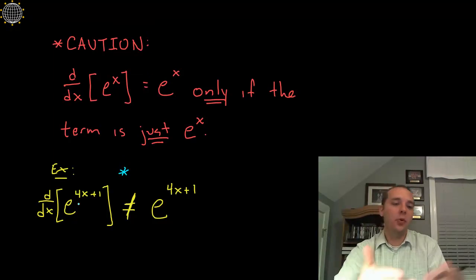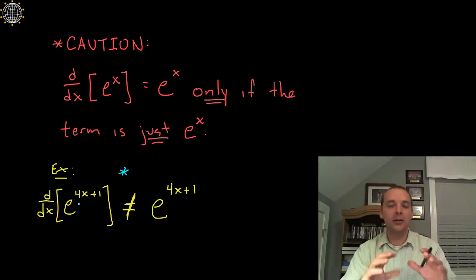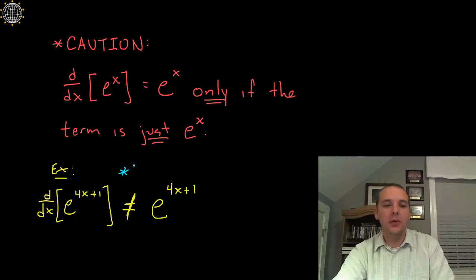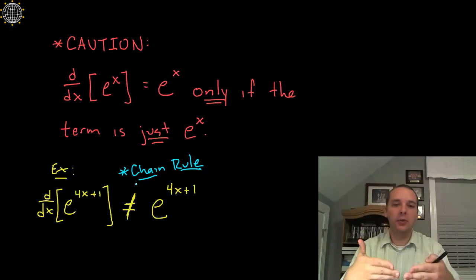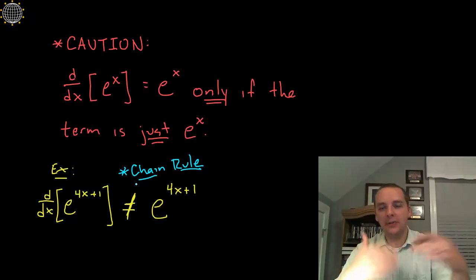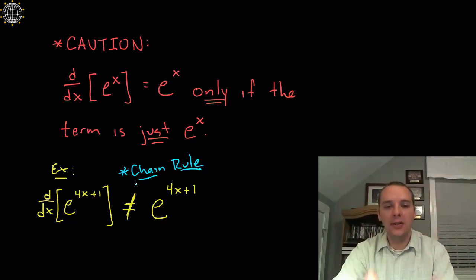What do we need here? Well, when I look at this, what I'm seeing is composition. I'm seeing layers. The outside is the exponential layer, and the inside is the 4x plus 1. So what we need is the chain rule. You might remember that rule from a few videos back. So it turns out we'll have to use the chain rule in conjunction with the exponential rule. And just so this video doesn't get too long, we're going to stop this video right now and do that one in a separate video.